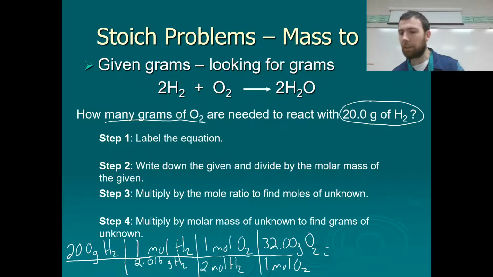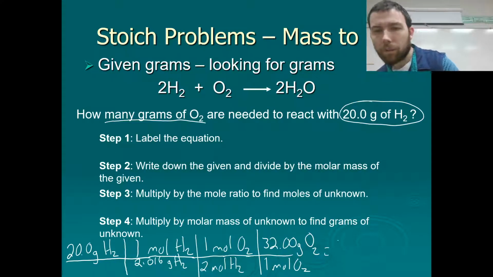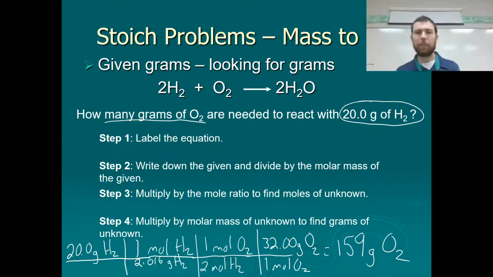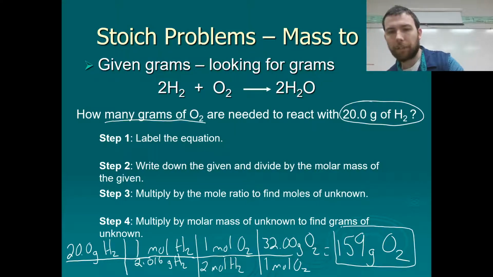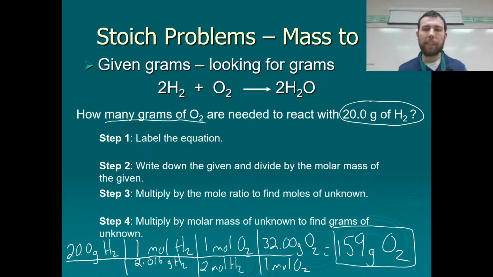And so we just determined that 20 grams of hydrogen is going to require 159 grams of oxygen to react with it. And that's the 3 significant figures because of the 20.0 grams of hydrogen that are listed in the beginning part of the problem. And so that's how we would go from mass of one substance to mass of another substance.